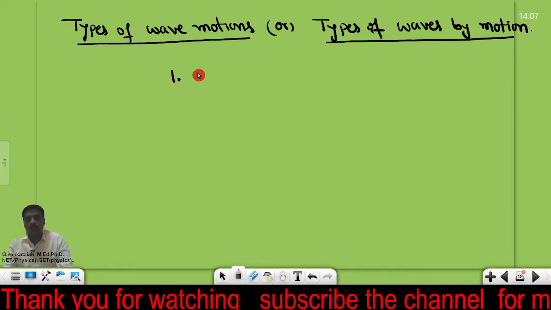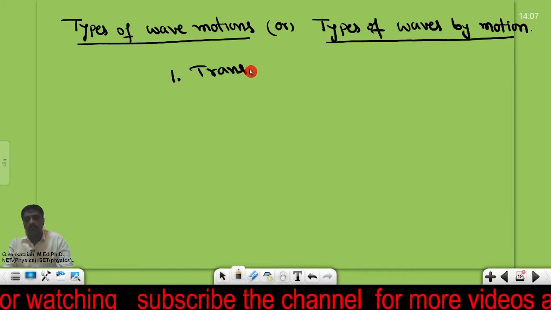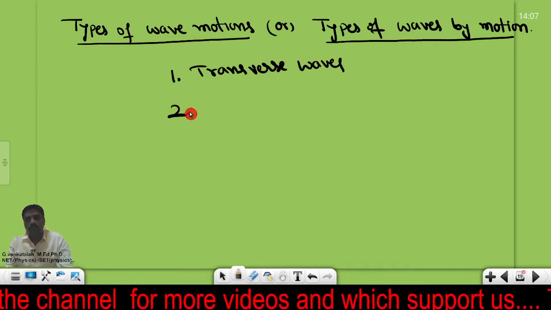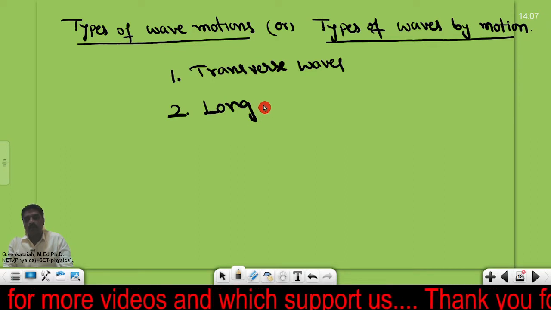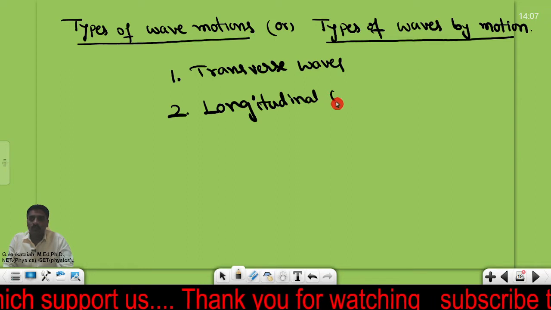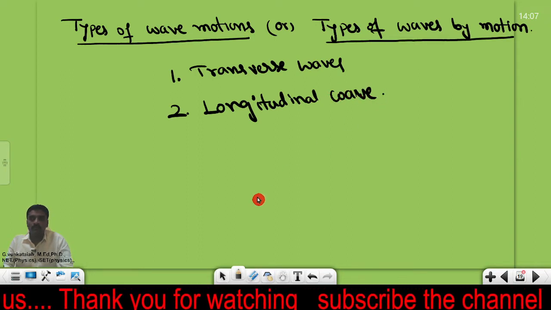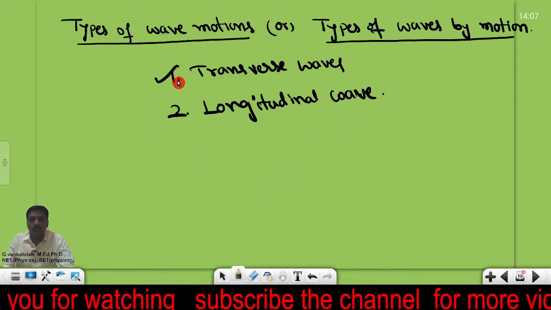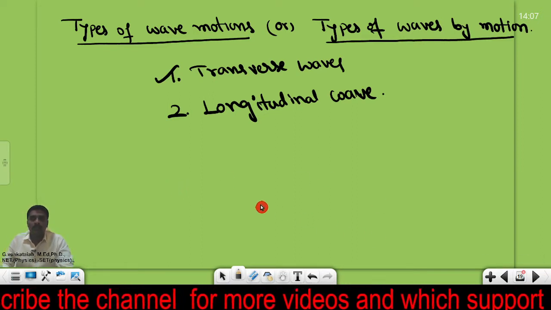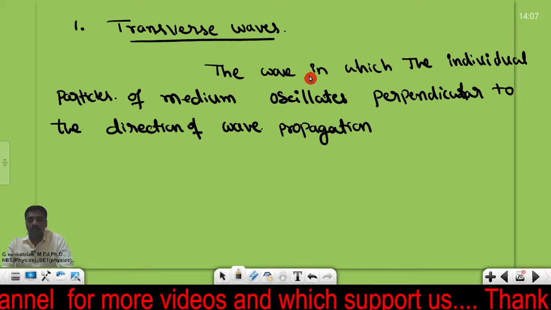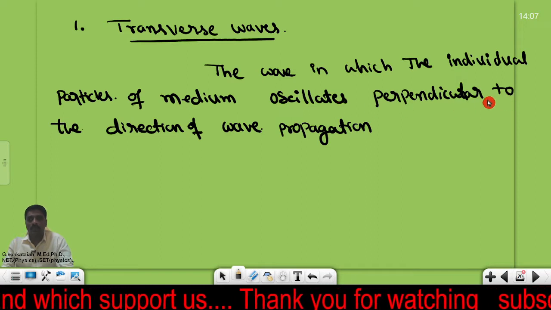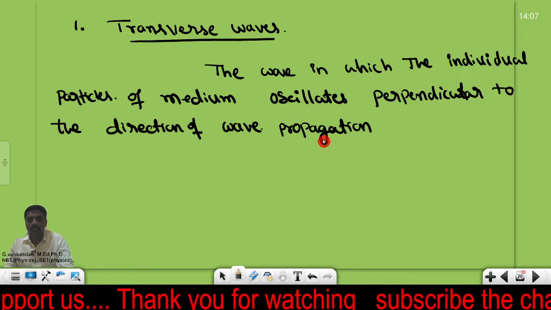There are two types, transverse waves and longitudinal waves. Let me begin with the transverse waves. What is the definition of the transverse waves? It means the wave in which the individual particles of the medium oscillate perpendicular to the direction of the wave propagation.